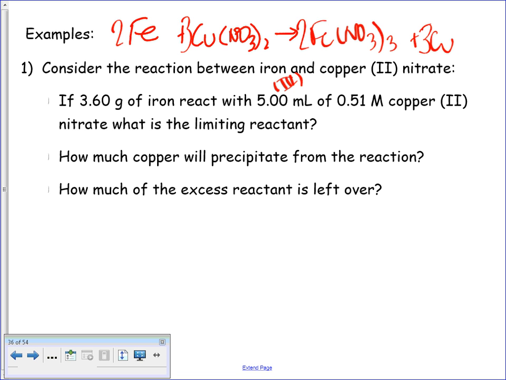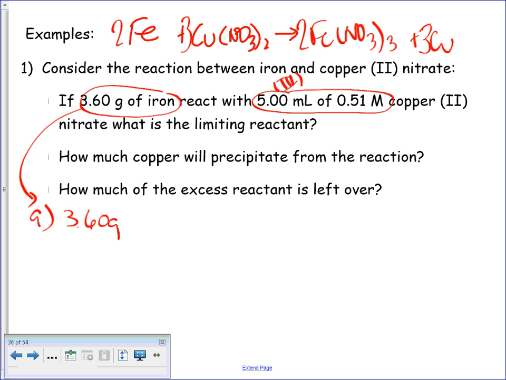Okay, so now we got to read the question. We have 3.6 grams of iron. That's information about one reactant. And it's reacting with 5 milliliters of a 0.51 molar solution of copper 2 nitrate. So again, it's very explicit that it's an LR problem because it's giving you reactant information about one and reactant information about another. That's when you have to compare them. So this one first requires us to take 3.60 grams of iron. And do you guys see, on your step-by-step process, what did it say to do next?